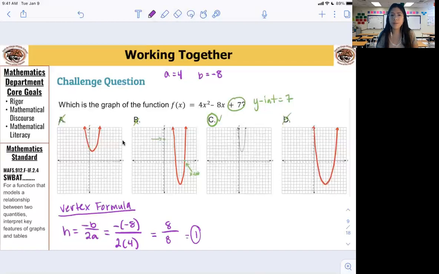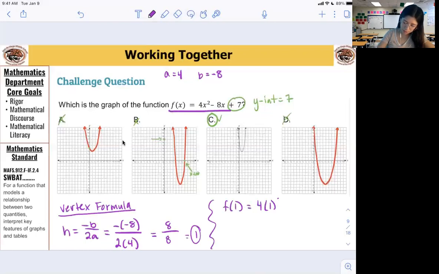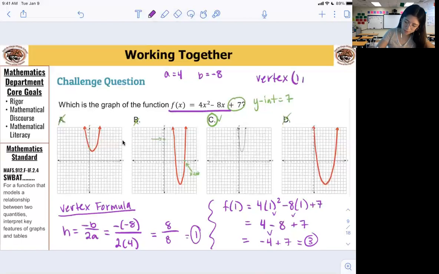After you find the value of H, what do you do with it? I know H, but what do I still need? I still need the K, so I'm going to plug my H into the function. So f of 1 is 4 times 1 squared minus 8 times 1 plus 7. 1 squared is 1, so 4 times 1 is 4. Negative 8 times 1 is negative 8. 4 minus 8 is negative 4. And what's negative 4 plus 7? 3. So my vertex is (1, 3).